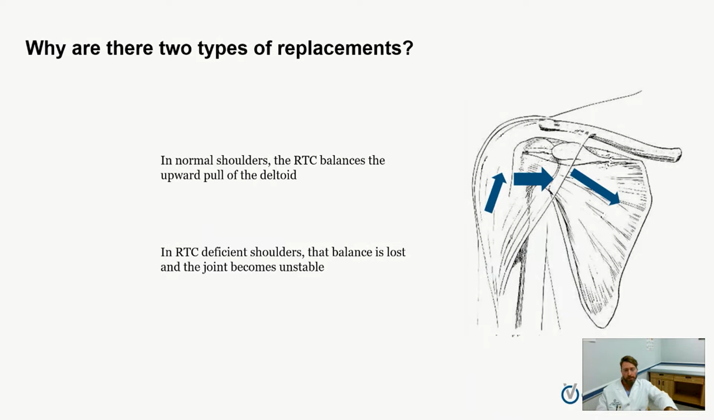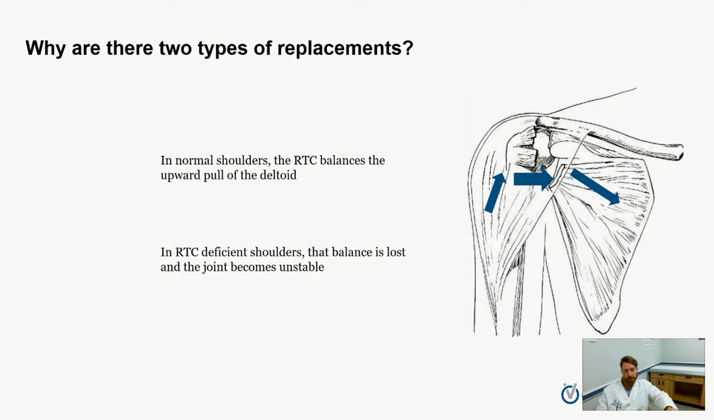Why are there 2 types of replacements? The reason why is the shoulder joint is a complicated joint that's powered by 2 different muscle groups. The main group is the deltoid muscle and the rotator cuff muscles. Normal shoulders require both of those muscle groups to work. When the rotator cuff is not working, you lose a balance between the deltoid and the rotator cuff, and the shoulder joint becomes unstable. What happens when the rotator cuff tears is the deltoid muscle pulls the shoulder proximally or upwards, and that causes the shoulder to become unstable.